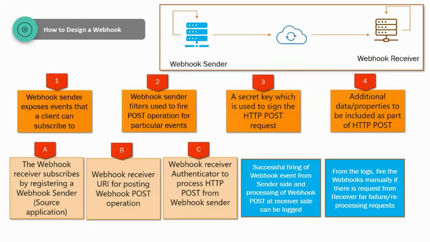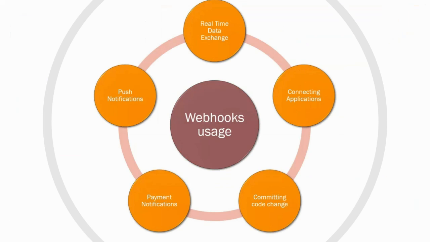Now, let's see webhook usage in common scenarios. Webhooks are used in the following key scenarios. First, real-time data notification, such as sending new subscription or unsubscription data to a CRM system based on an event. For example, when a user makes an unsubscribe request to a mailer, send a notification to the CRM system to update its underlying database. It is used to connect two different applications.